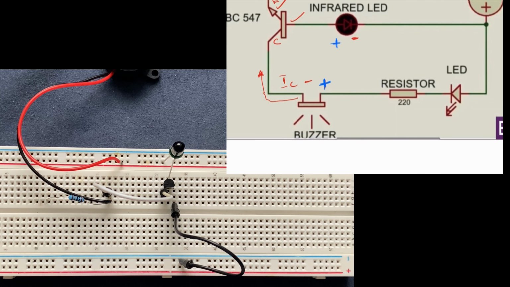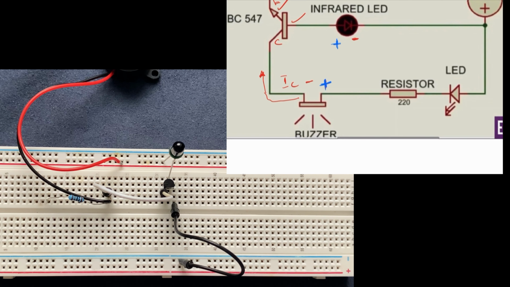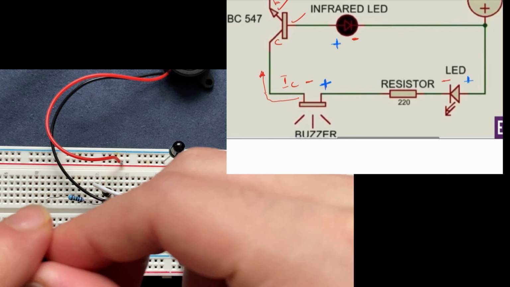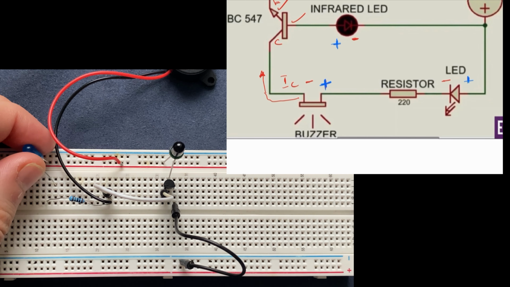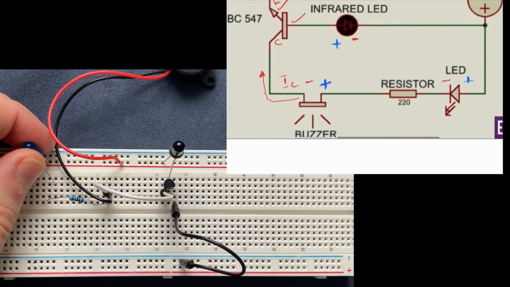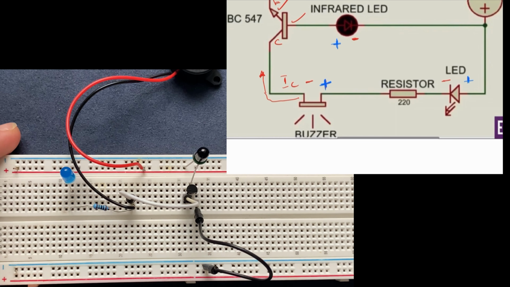Back to the circuit diagram. Here is my anode, and here is going to be my cathode. The anode, positive pole, goes to the positive pole of the power supply. Let's go ahead and do it. And again, back to the circuit diagram, the cathode will be connected to the resistor. I'm going to connect the cathode, and we are done.